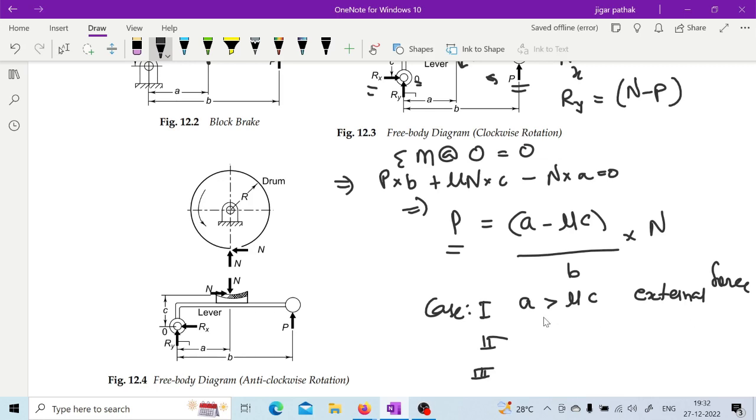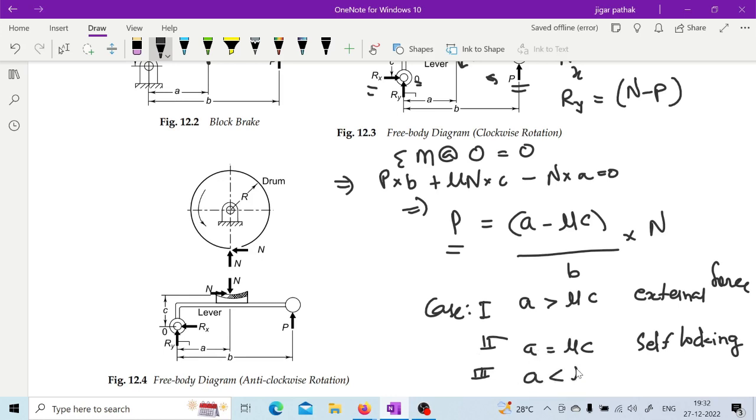So this is the case where external force is required, right? Similarly, when A is equal to mu C, then you need not provide any force. So the self-locking condition starts from this. Without providing any force, this particular drum is locked, right? It is not going to have any motion.